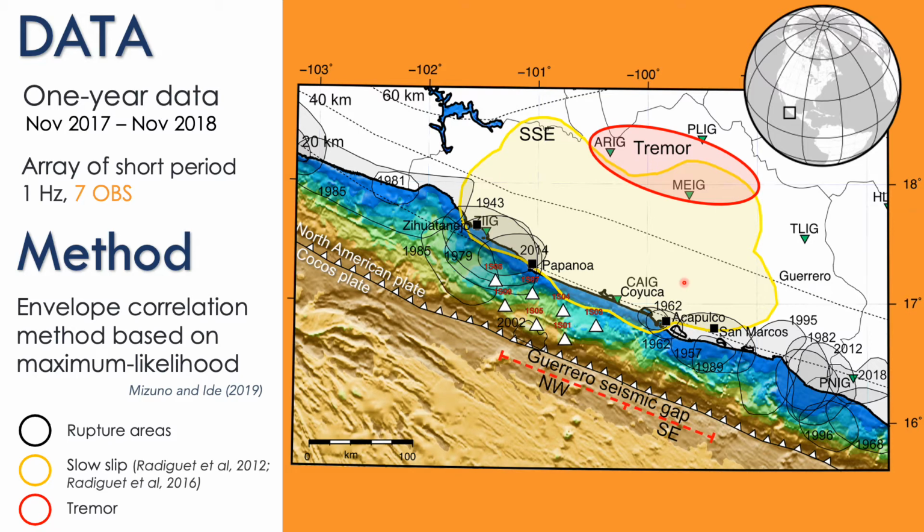To follow our objective, we have 1 year of continuous data from an array of 7 ocean bottom seismometers, located offshore in front of the Guerrero seismic gap. This is the first offshore observation done in the seismic gap. To find the first evidence of shallow slow earthquakes in Mexico, we search for shallow tremors using an envelope correlation method based on maximum likelihood.